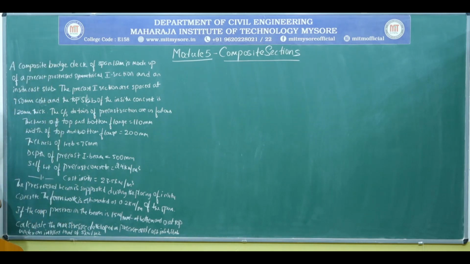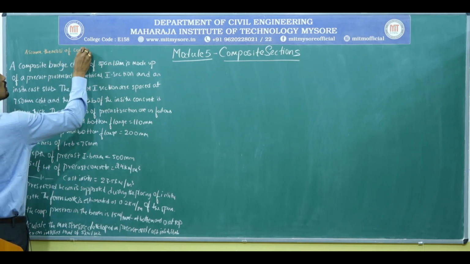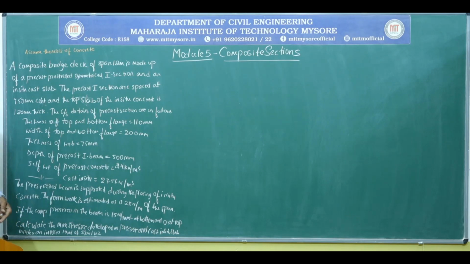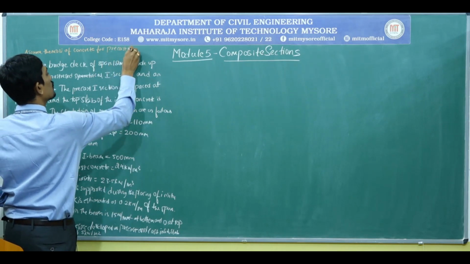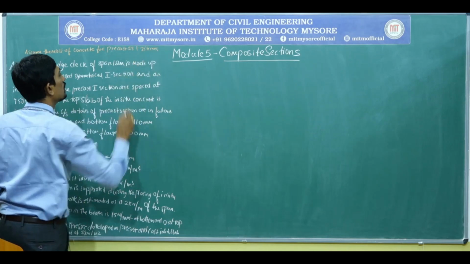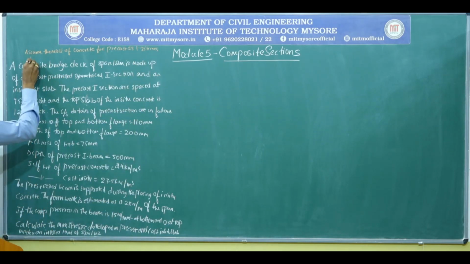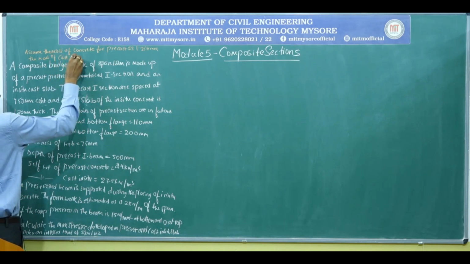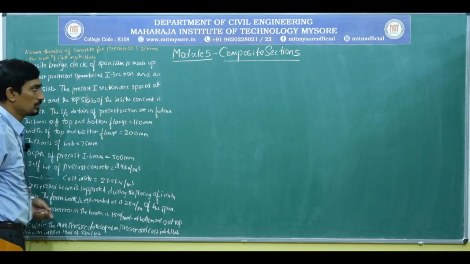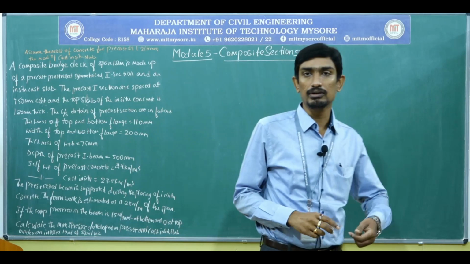Assume the modulus of elasticity of concrete for precast as 1.25 times the modulus of elasticity of the cast in situ slab. So this is the problem they have given.